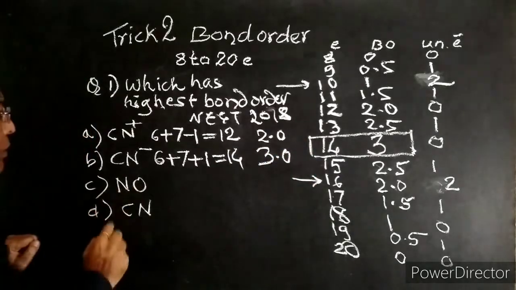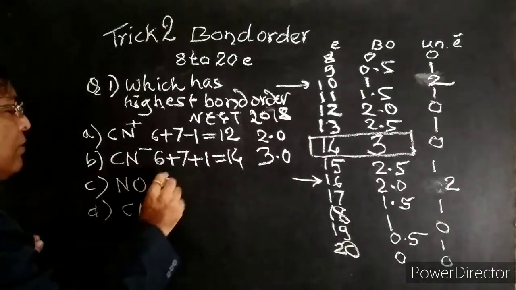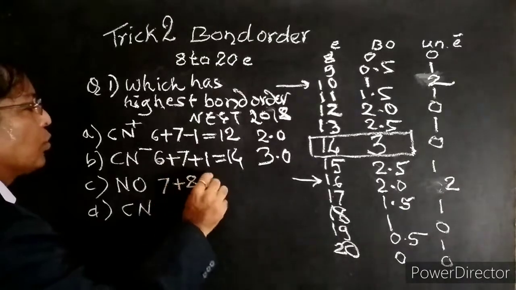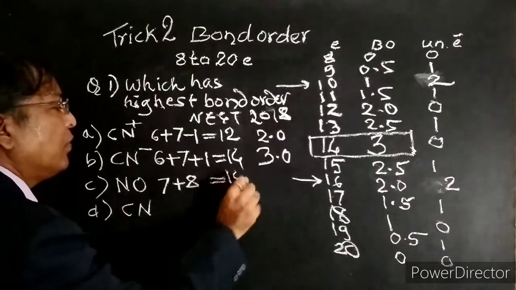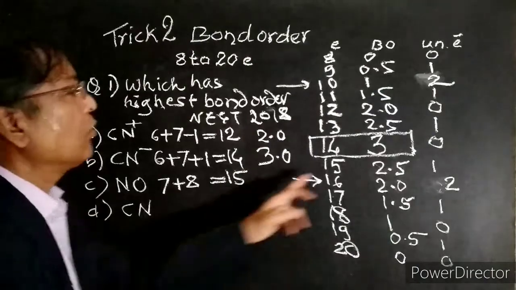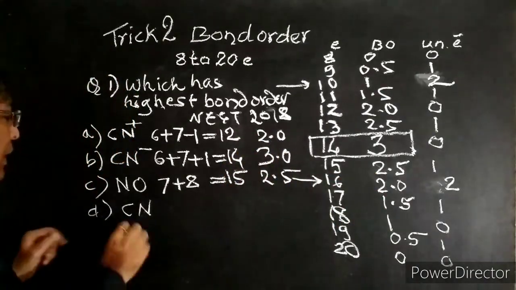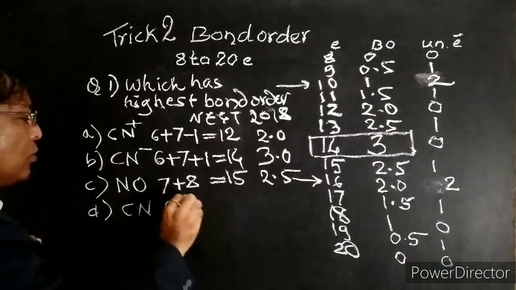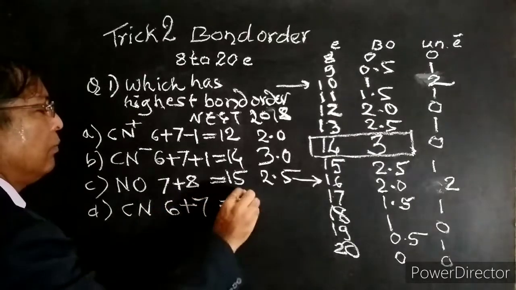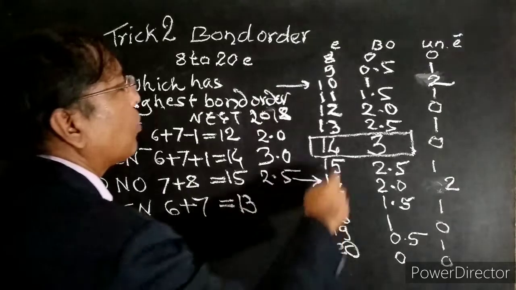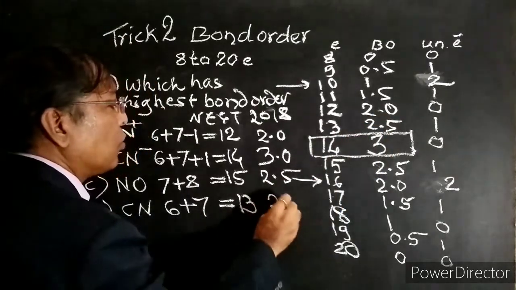Then NO: nitrogen has 7, oxygen has 8 electrons, so the total number of electrons in NO is 15. Fifteen electrons means the bond order is 2.5. Now, in case of CN, carbon has 6, nitrogen has 7, which equals 13. Thirteen electrons means the bond order is 2.5.